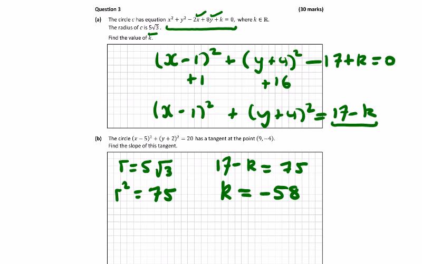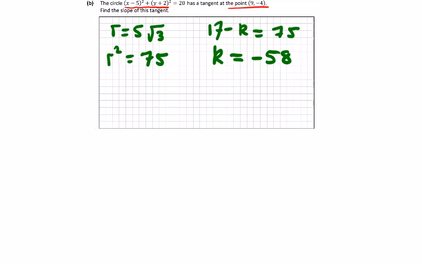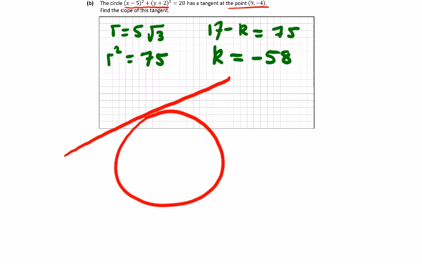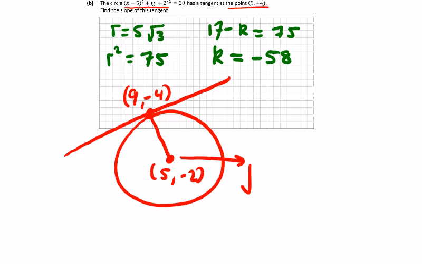Part B, we have the circle equation here, and it has a tangent at this point. Find the slope of the tangent. Okay, well, let's do a little diagram. We have a circle and a tangent, and the perpendicular to that will go through the center, which is going to be 5, minus 2. We're given this point, 9, minus 4. Now 5, minus 2 to 9, minus 4 will be in this direction and down.